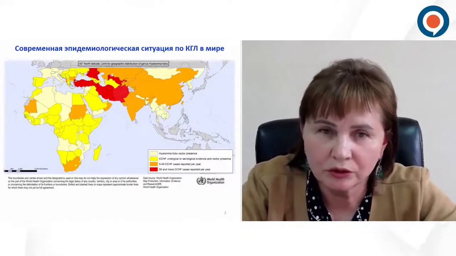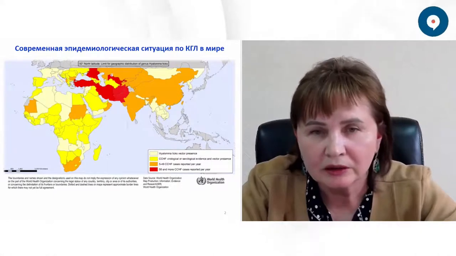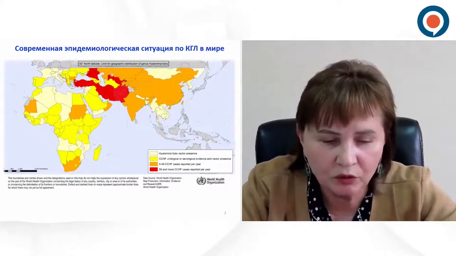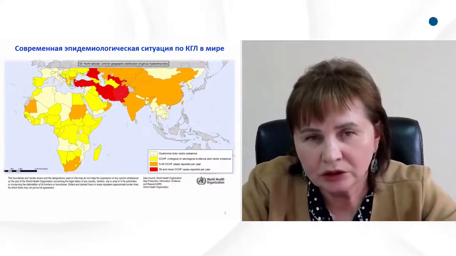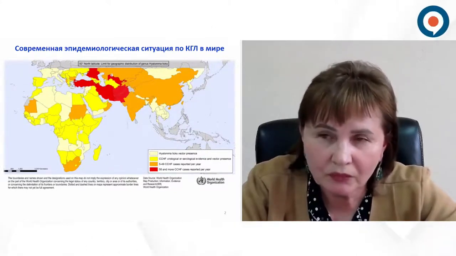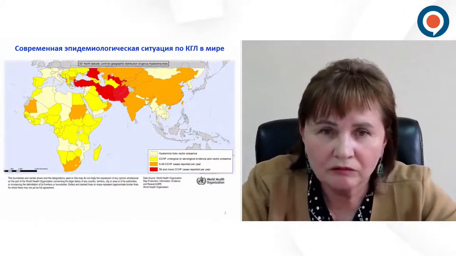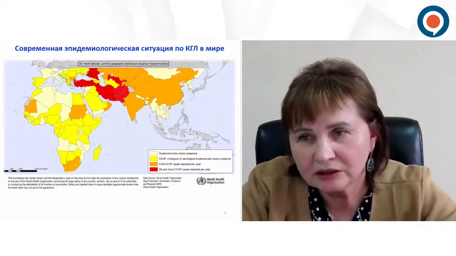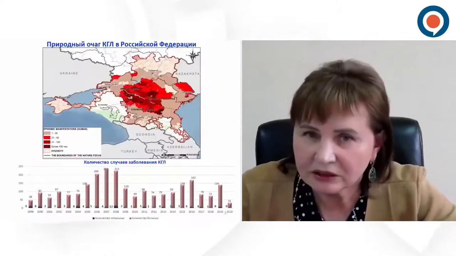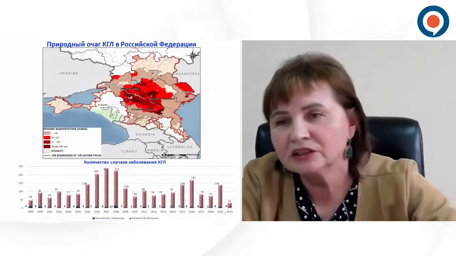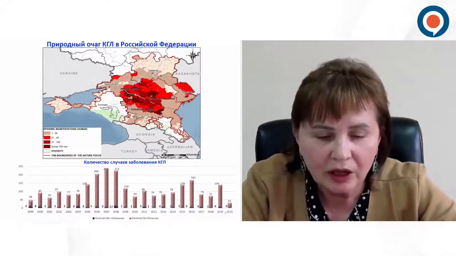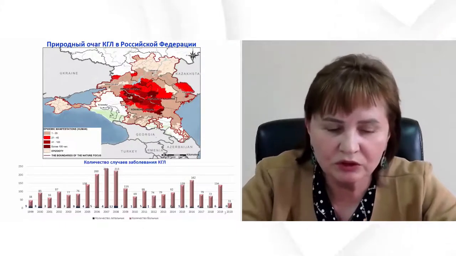Distinguished participants at the conference, today I will speak about Crimean hemorrhagic fever. Crimean hemorrhagic fever is distributed throughout the whole world. We can see the strains in Africa, in southeastern Europe, in Asia, and on territories lower than 50 degrees in the northern hemisphere. Cases of this disease are registered on an annual basis in different states of the world, and the quantity ranges from isolated cases to hundreds. In the Russian Federation, the natural source of Crimean hemorrhagic fever covers about 815,000 square kilometers.